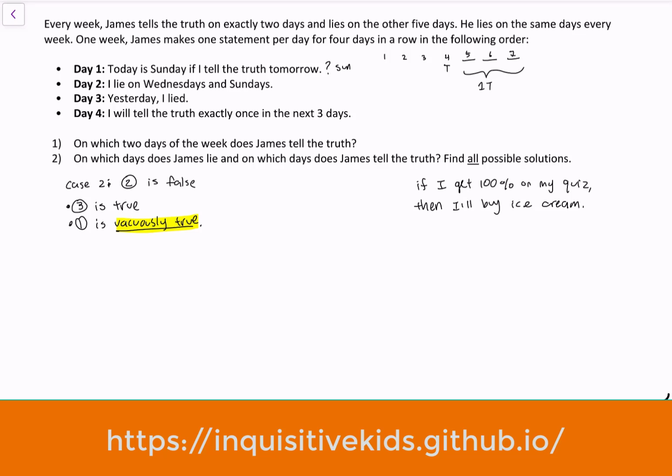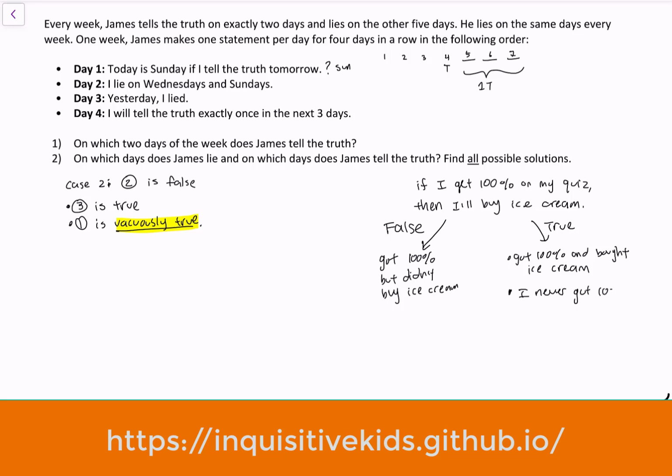quiz and then I don't buy ice cream. This would be true if I did indeed get 100% and then I bought my ice cream as I promised I would, or if I never got 100%. So this is saying that if I never got 100% on my quiz in the first place, then this statement is automatically true. It never got tested. So this is what vacuously true means.